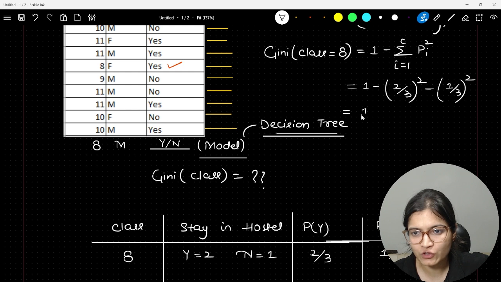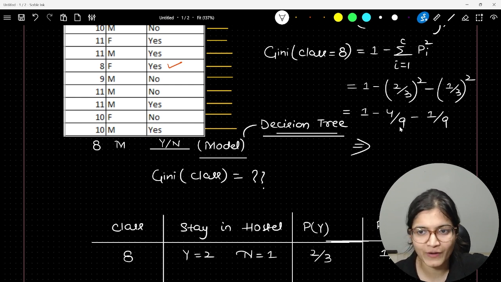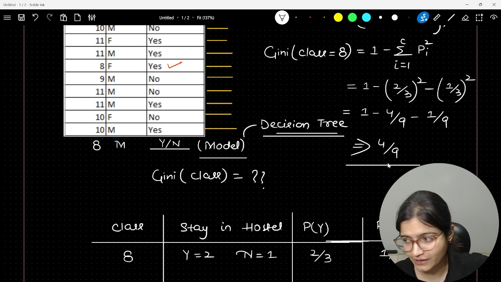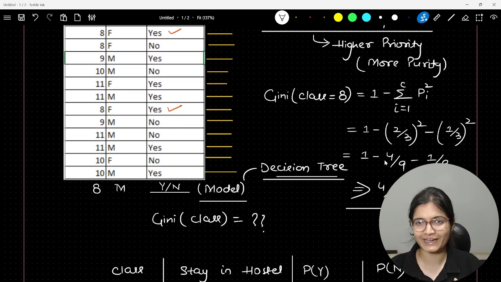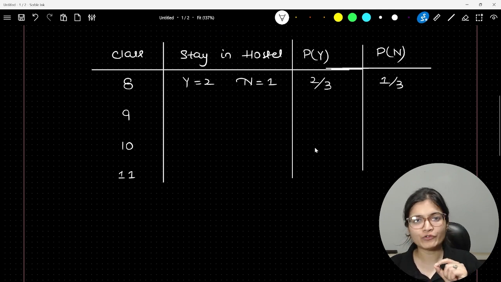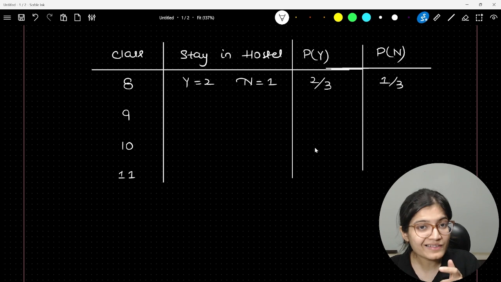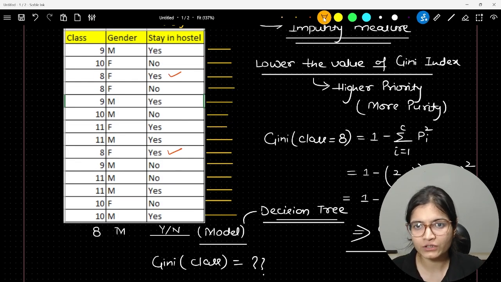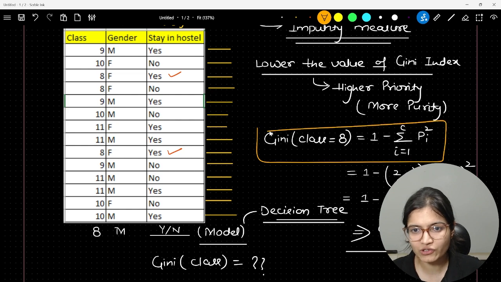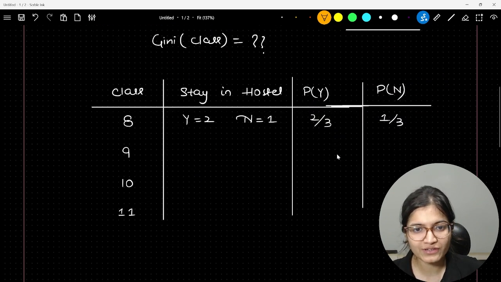If you solve this, you get the Gini value for class 8 as 1 minus 4 by 9 minus 1 by 9. You can just evaluate, 9 minus 5 is 4, so I think 4 by 9 is the correct answer. So this is the Gini value for class equals 8. Now the same thing you have to do to evaluate the Gini value for class equals 9, class equals 10, and class equals 11. I hope the formula to evaluate the Gini is pretty much clear to everyone. So let's do the same thing now.